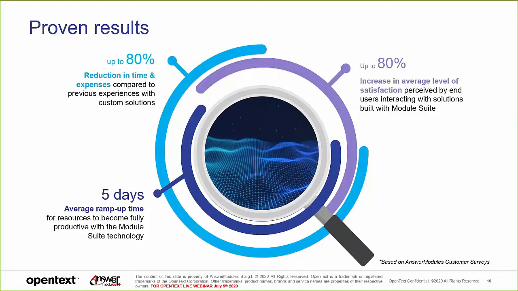But at the same time, they're also able to deliver better results to their end users, so that other 80% in that light purple is a reflection of the increase in end user satisfaction. Now, the efficiency of Module Suite is not just reflected in the reduction in effort for projects or the increase in, say, user satisfaction. It's also reflected in the ramp-up time for, let's say, the more technical users.